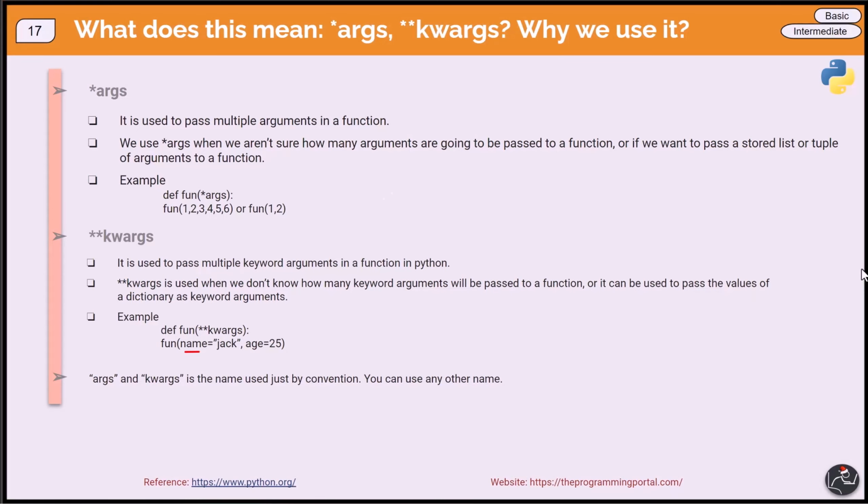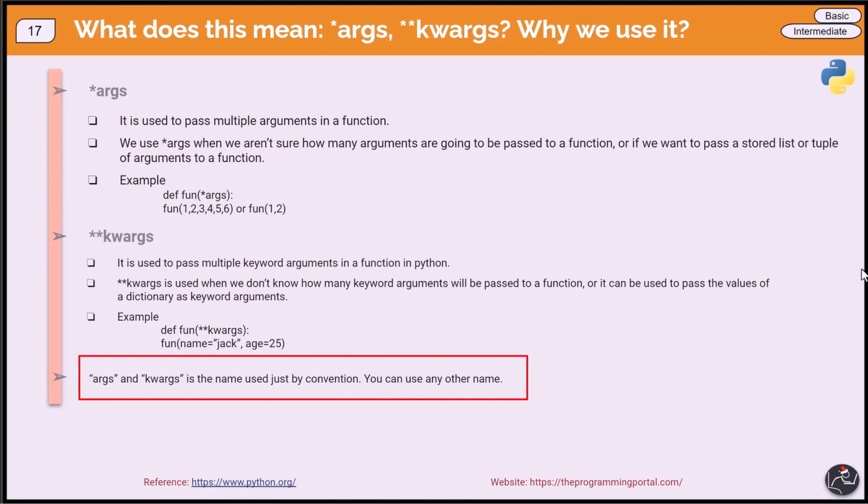So let's say I need to pass name and age as arguments. I can have name equals to Jack and age equals to 25. Args and kwargs is a name used just for convention. You can use any other name.